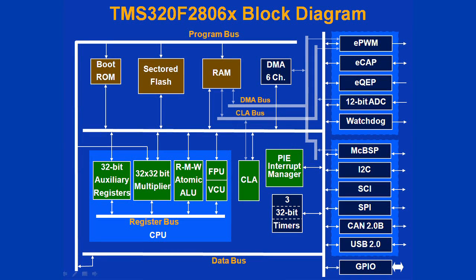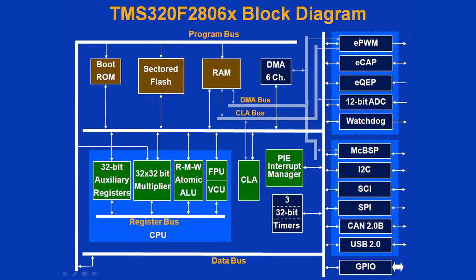In the upper left area of the block diagram, you will find the memory section, which consists of the boot ROM, sectored flash, and RAM. Also, you will notice that the 6-channel DMA has its own set of buses.